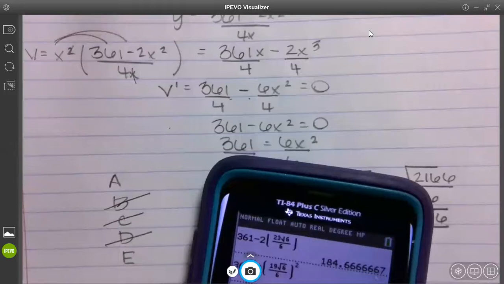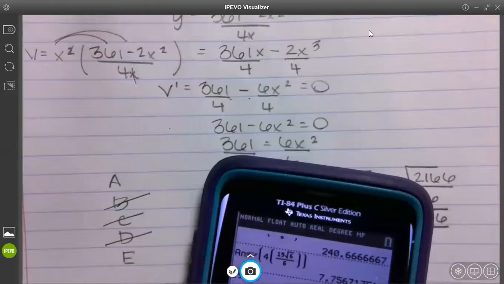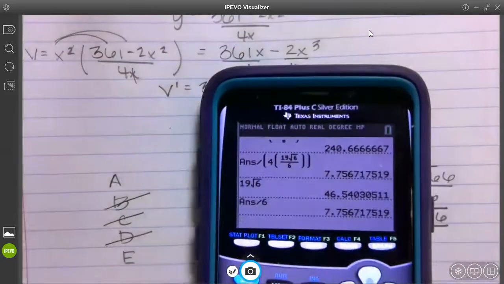B has 19. No, we didn't eliminate B. A has 19 square root of 6 over 6. So let's try that one to see if it gives the same decimal. And it does. Sorry, y'all aren't even seeing it.